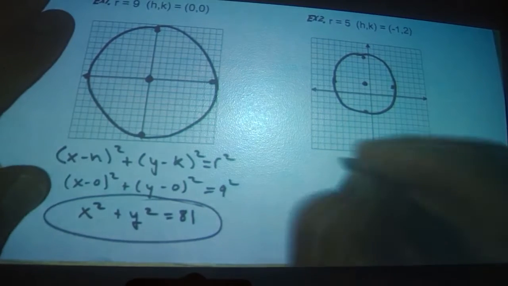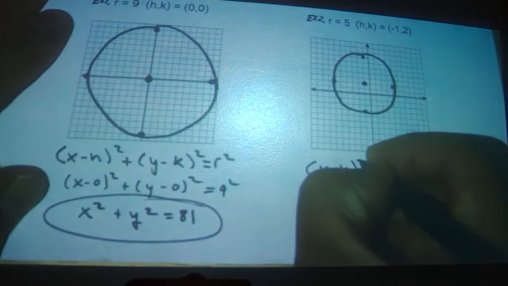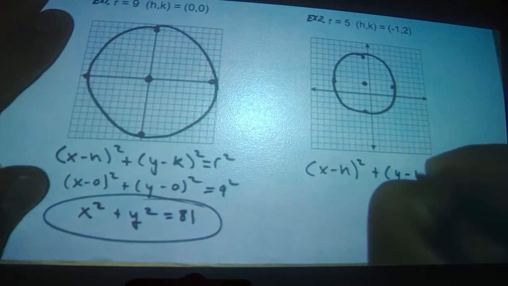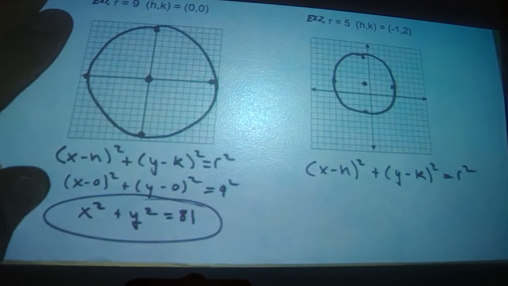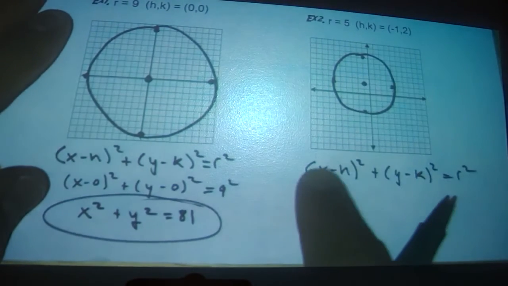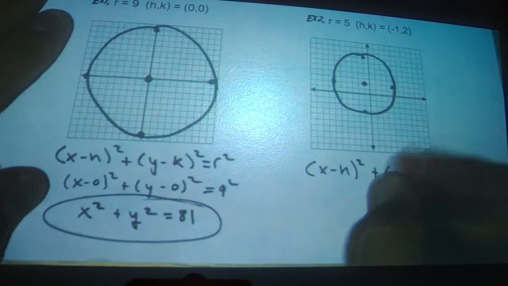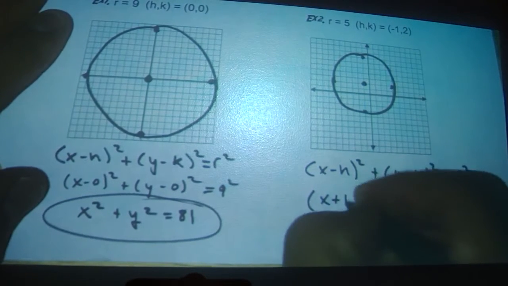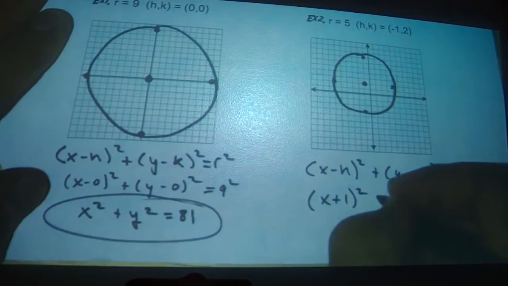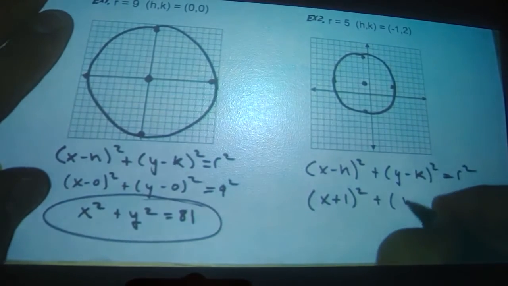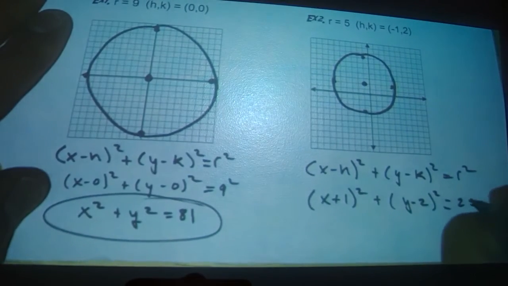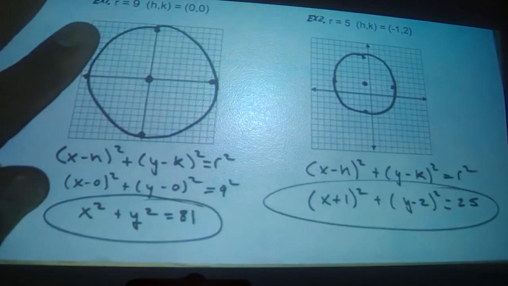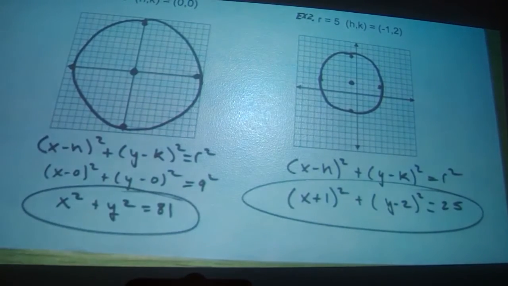And I've got to come up with the equation. So I'll write out this formula for us. So I go ahead and plug in. So I've got x minus -1. So that's x minus the -1, which is plus 1, quantity squared, plus y minus 2 quantity squared. And that equals 5 squared. And we know 5 squared simplifies to 25. Okay, so again, this is standard form of a circle.